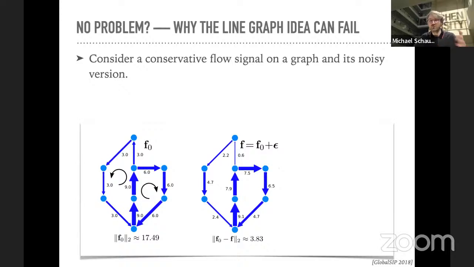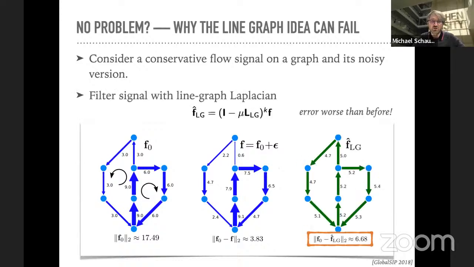So for instance, I want to do a low pass filtering of this, right? Okay, so I'm going to do this as follows. I'll do the line graph transformation, I associate each of the signals to the nodes of the line graph, and apply my Laplacian filters. And it turns out that actually things get worse. So our initial error of 3.8 is now 6.6. So something wrong is going on here, right?